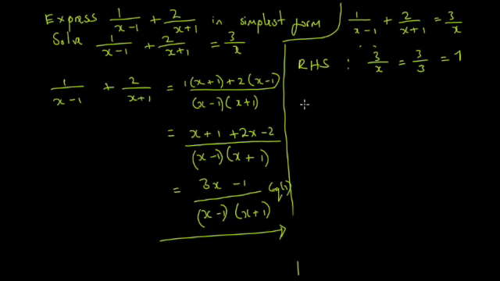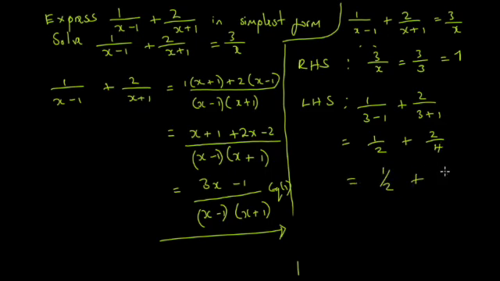So left hand side, now we want to check as well, what do we get? We get 1 over 3 minus 1 plus 2 over 3 plus 1. Okay, so we want to see what we get here. Here we get half, then plus this one you get 2 over 4, which is half again. So you get half plus half, which is equal to 1. Okay, so 1 and 1, it simply means that you've done the correct thing.